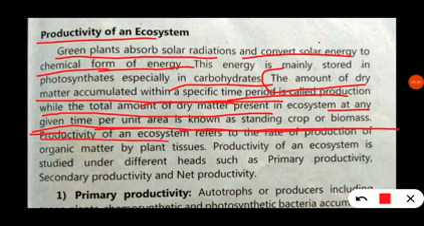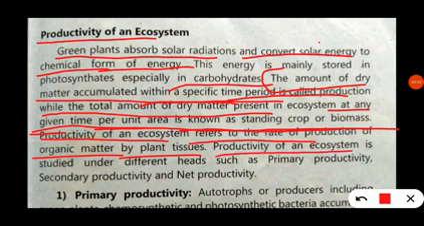The productivity of an ecosystem refers to the rate of production of organic matter. Productivity of an ecosystem means nothing but the rate, how much, the rate of production of organic matter by plant tissue. That is productivity.